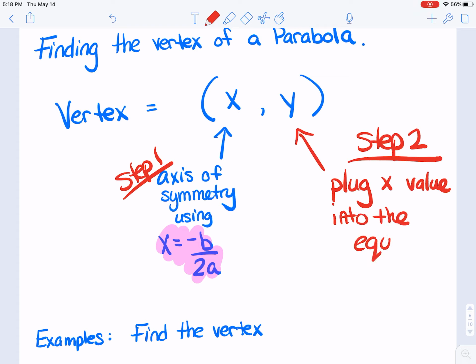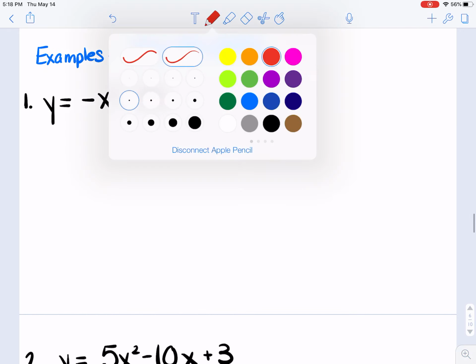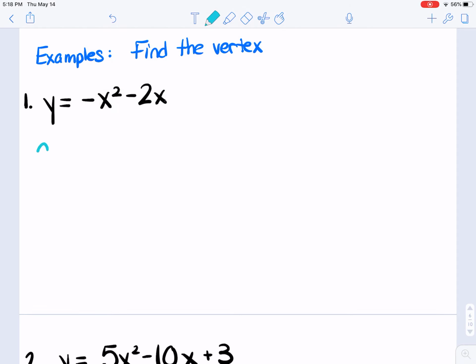This will solve for the y value, and then you have your answer. So let's do an example. We're going to find the vertex here. I'm sick of pink. Let's go turquoise. I'm in the mood. Okay. A is negative 1. B is negative 2. C, there's nothing there, so that'd be 0.